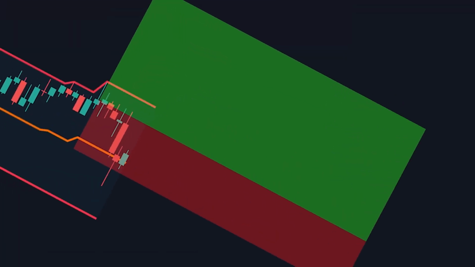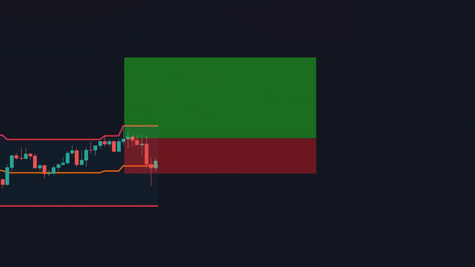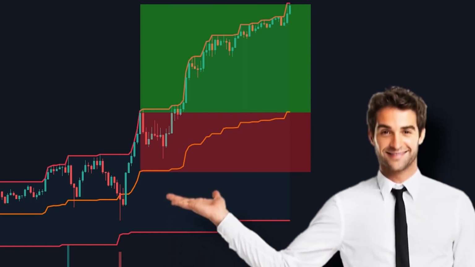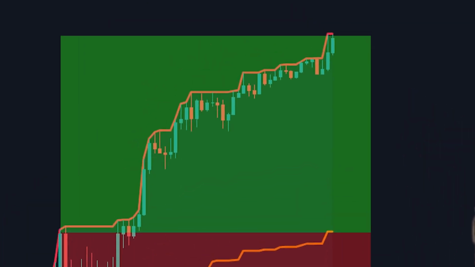So we need to find a way to stop this from happening, so we only enter in high quality trades that have a lot of momentum behind them. In order to do that, we need to add 2 more confirmations.